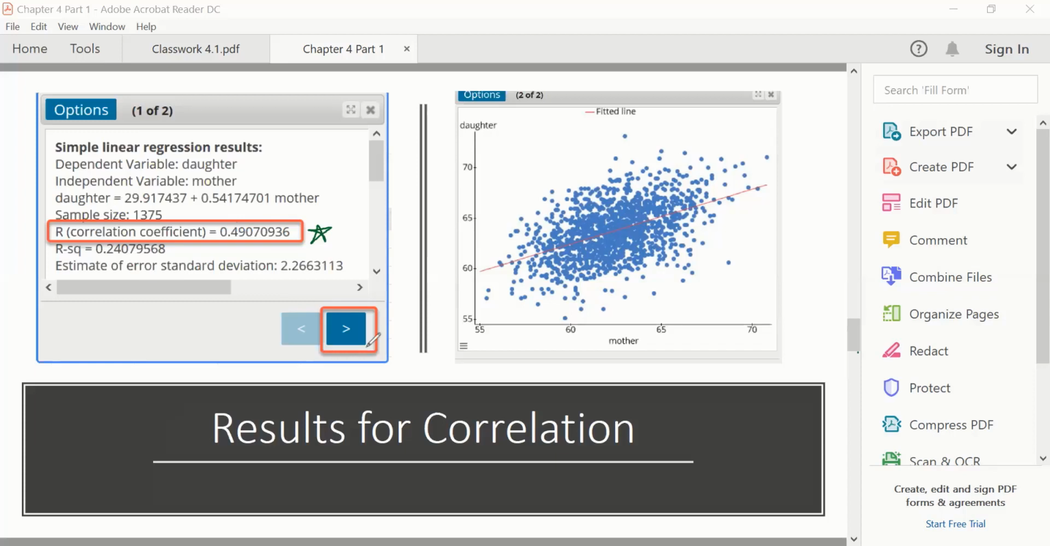If you click on the arrow on the bottom of that output, you'll see a picture of the data with a line that shows you a positive correlation. We'll talk a little bit about that line in the next class when we look at regression.